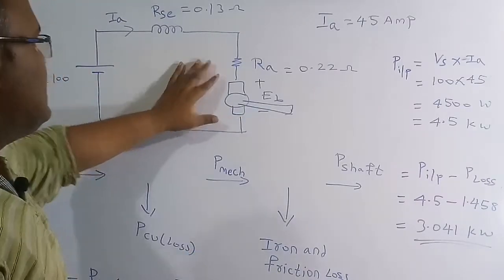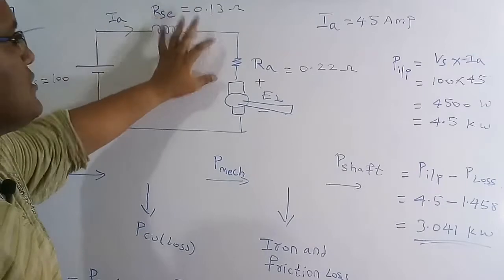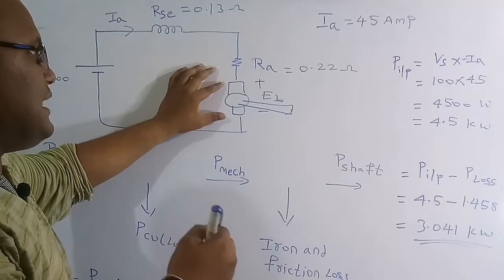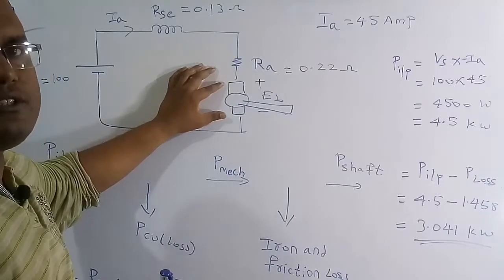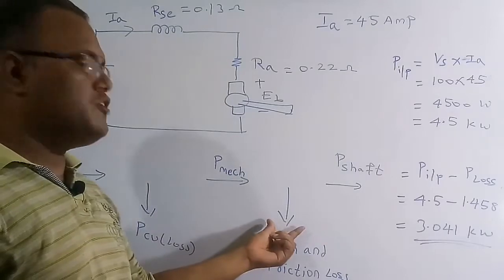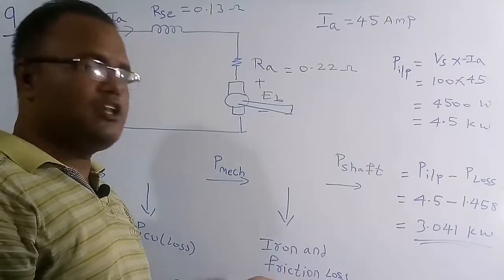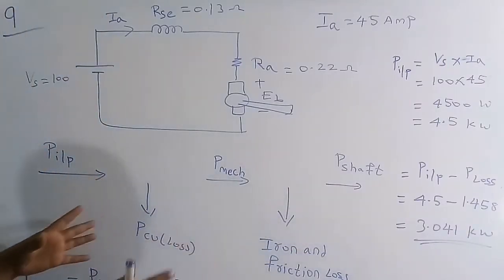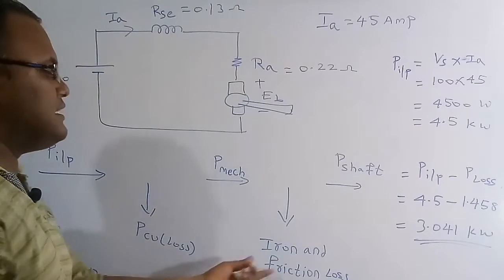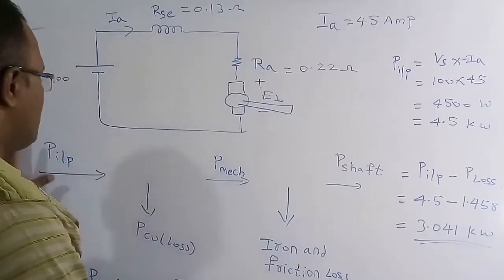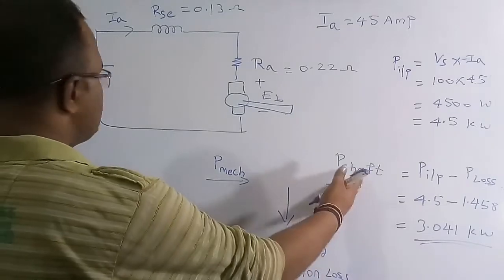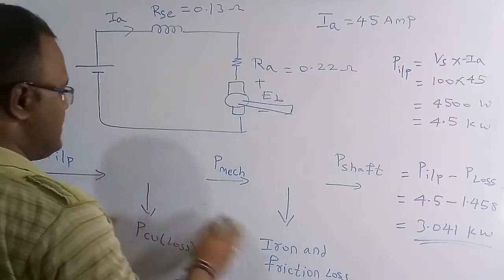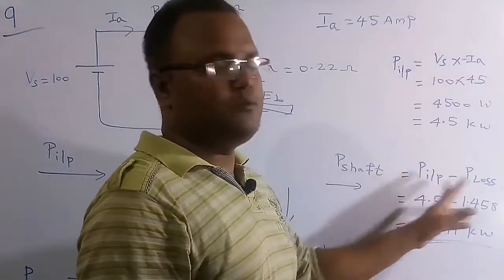The subtraction of the electrical input power and the copper loss is called the mechanical power developed. But because of iron and friction losses, a small amount of power is lost. The remaining power is the shaft power. So the losses in this machine are the copper loss and the iron and friction losses, while the input power is electrical power. Output power is equal to total input power minus losses, so shaft power is equal to electrical input power minus total losses.